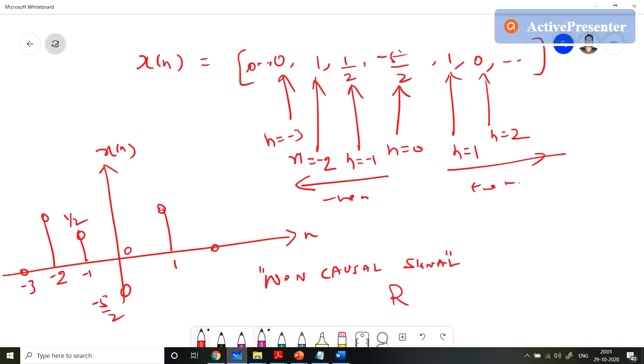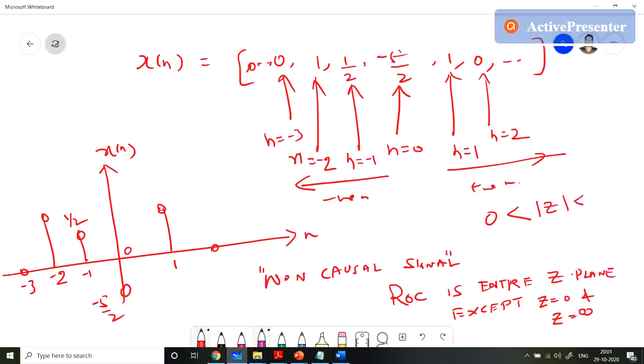So the ROC is the entire Z plane except Z equals 0 and Z equals infinity. So both these points are not included. So we are writing the ROC as 0 less than modulus Z less than infinity. So this is the ROC, the region of convergence.